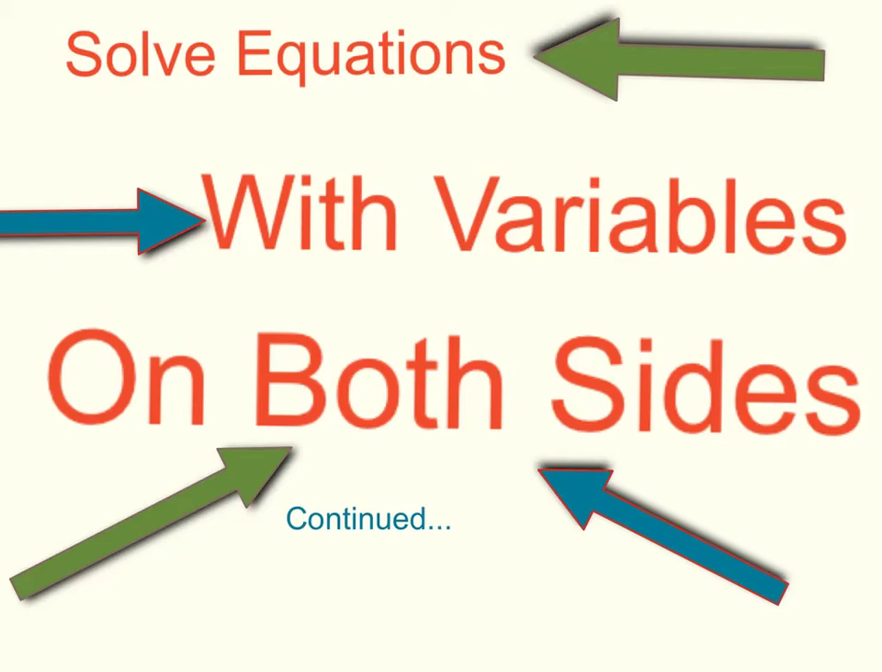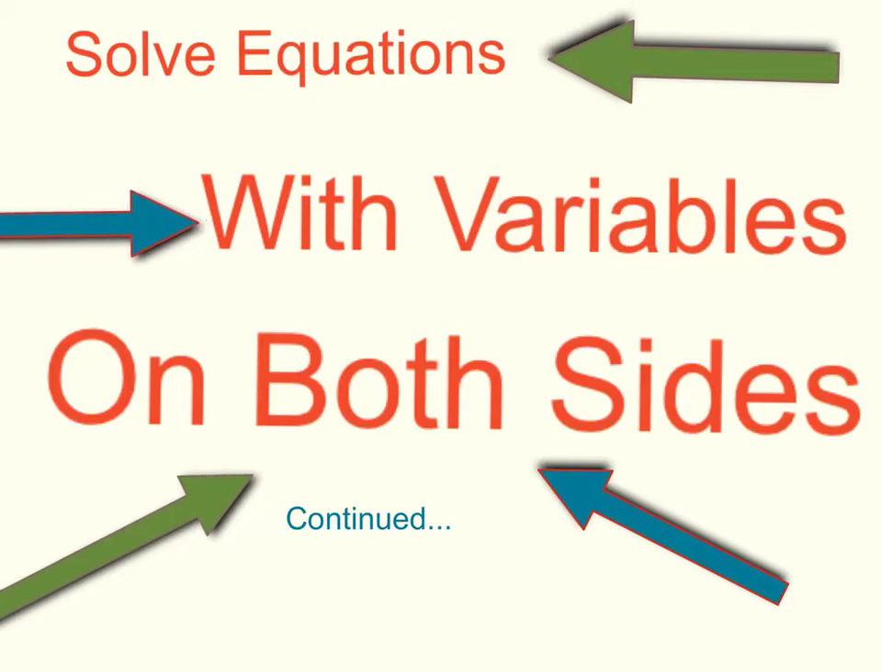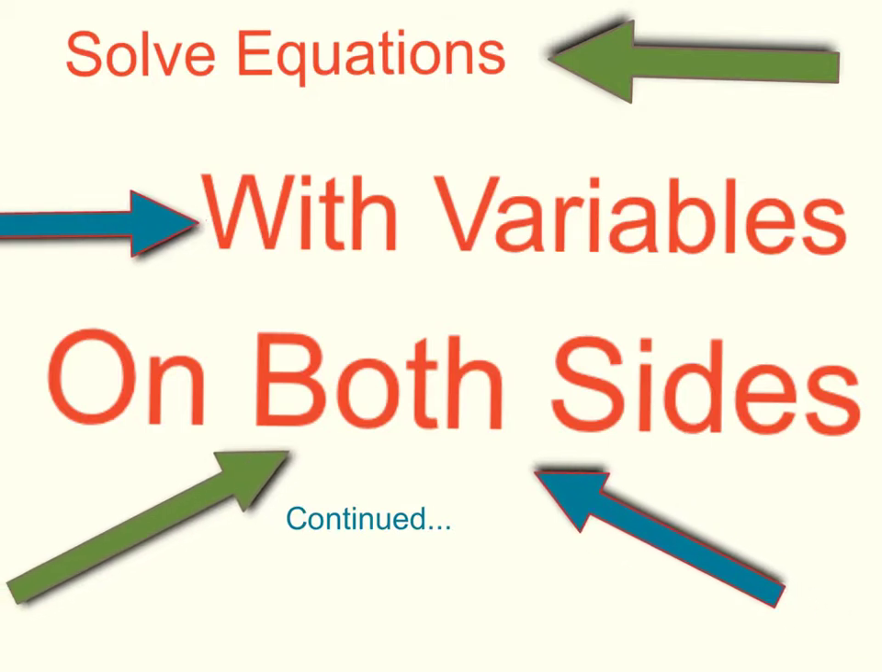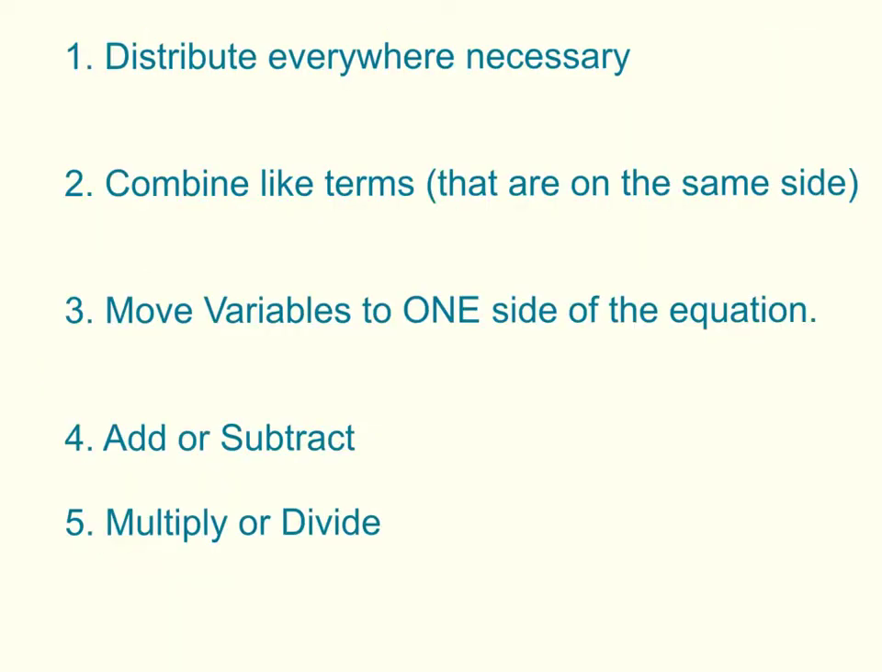In today's lesson, we will be solving equations with variables on both sides. We already had the first lesson on variables on both sides, and now we're continuing it by adding a couple more steps. The first step is to distribute everywhere necessary, because it might be possible that you have parentheses on both sides of an equal sign. So if you have more than one place to distribute, make sure you distribute everywhere.